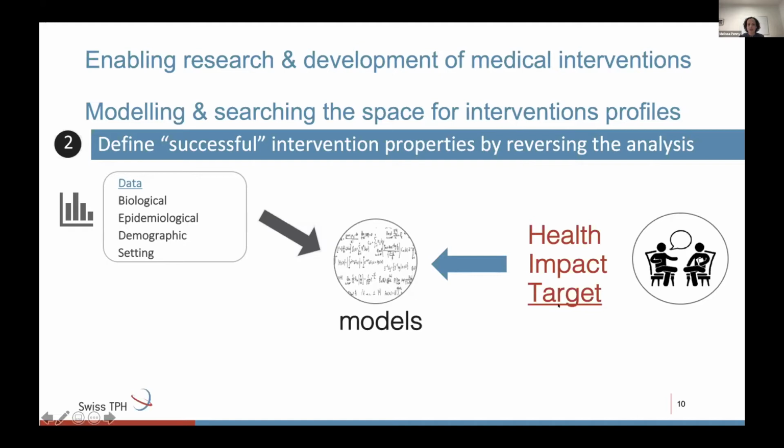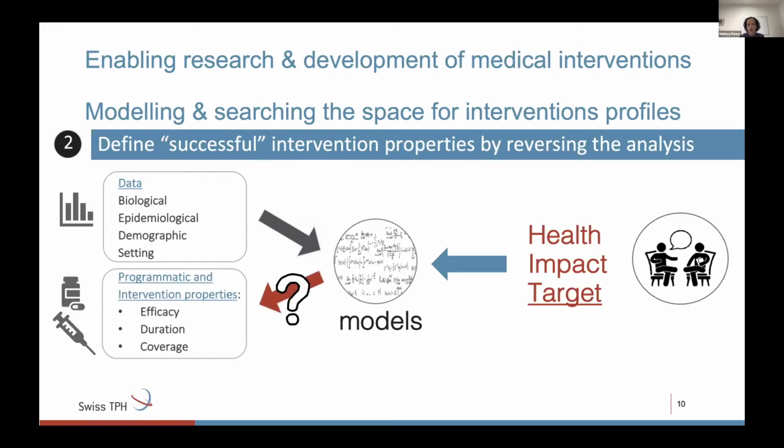So by putting this at the focus, we use our models, parameterized with all available data and knowledge of the disease, we really then try to explore the intervention properties that would allow us to meet this public health target. This means with simple models, it's rather easy to do this. We can use a simple optimization algorithm. However, for coronavirus and many other infectious diseases, these models become quite complex because we need to capture the nuances of interactions between the interventions, the populations, immunity, and social behavior in particular.